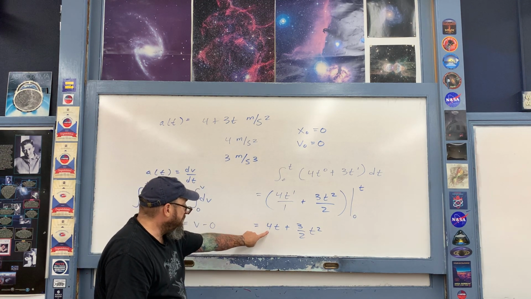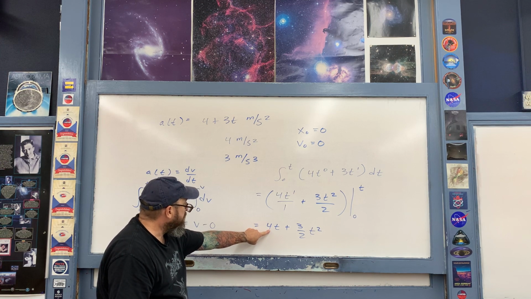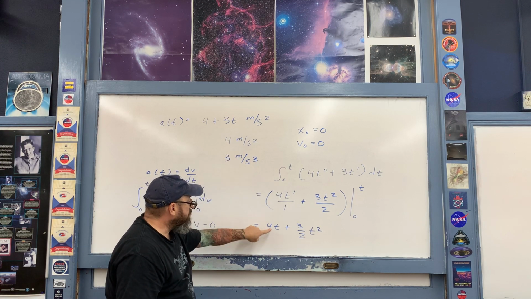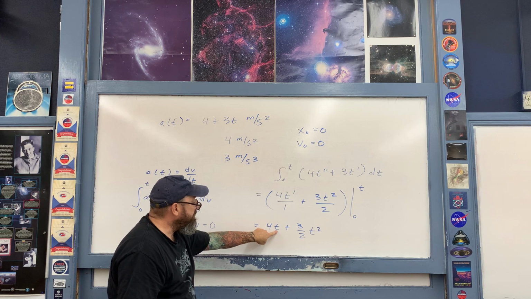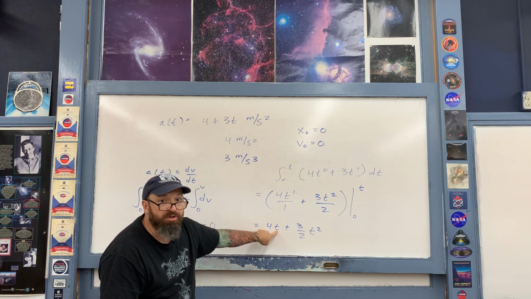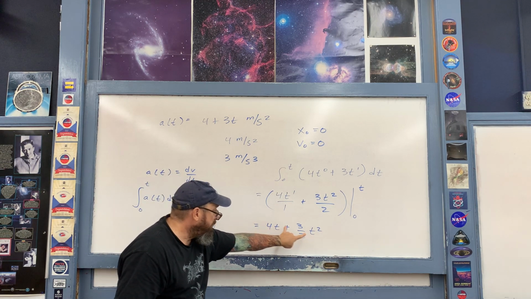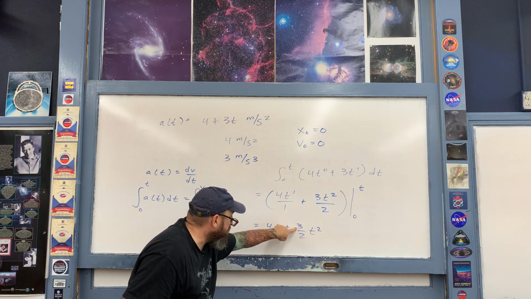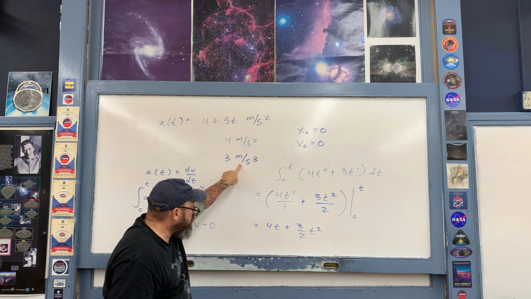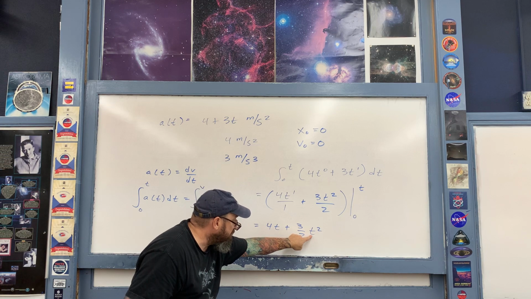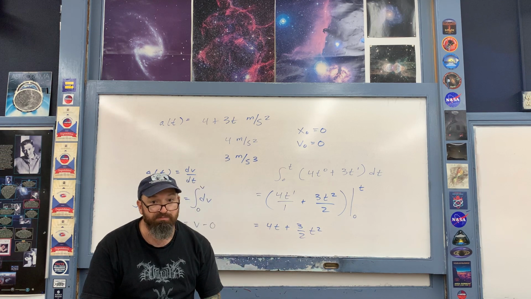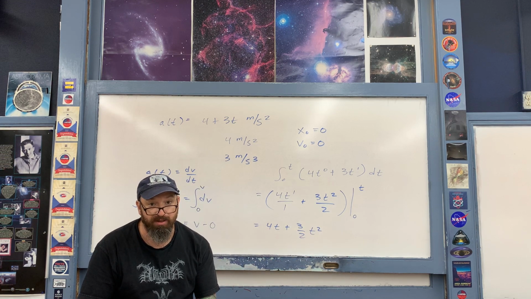And now here's how the units are going to work. What we have here, first of all, is the 4 from earlier. That was meters per second squared, and we're multiplying it by a time in seconds. That then gives us meters per second, as we should. And then right over here in this term is the 3 from earlier. That was meters per second cubed, and then we're multiplying it by seconds squared. This then gives us meters per second, as we should when talking about velocity.